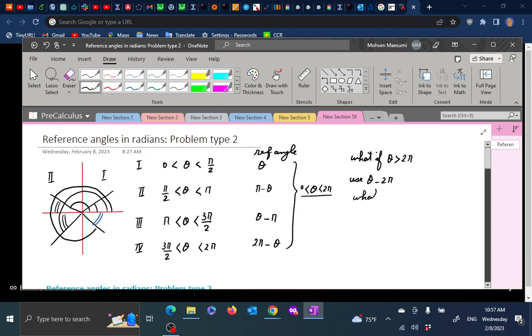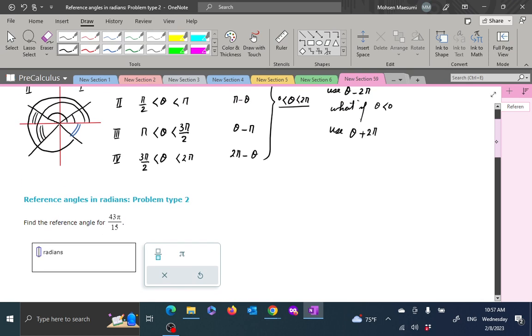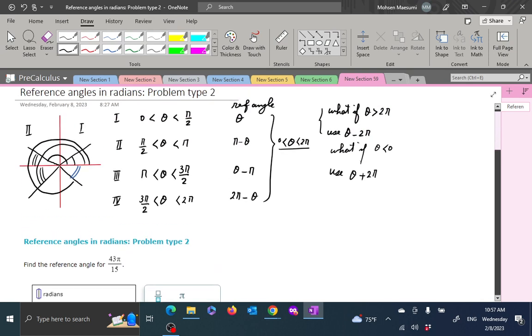Well, what if my theta is negative? Here's a resolution: make it an angle in the first circle by adding 2 pi to it. Okay, so now let's go ahead and practice. Here are two recipes. If my angle is large, subtract 2 pi. If the angle is negative, add 2 pi.